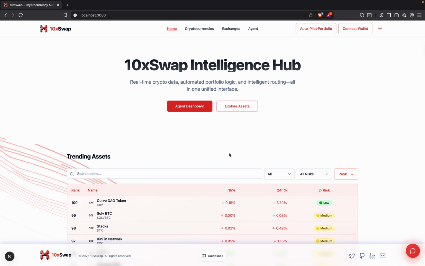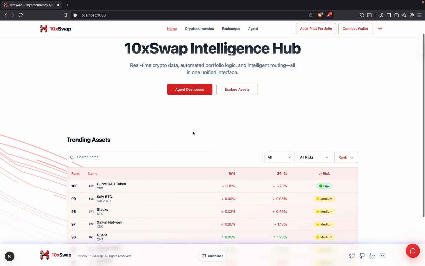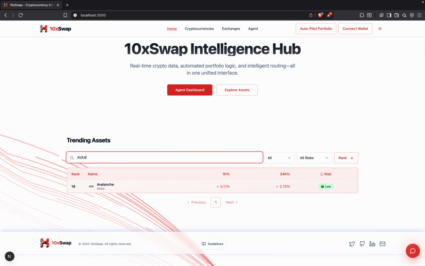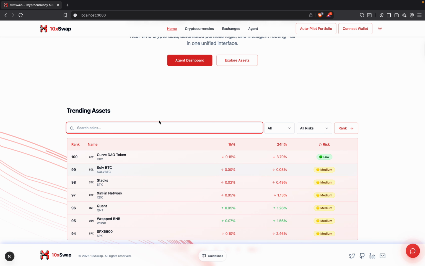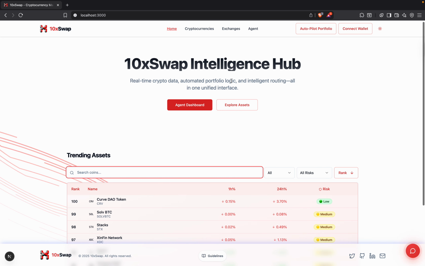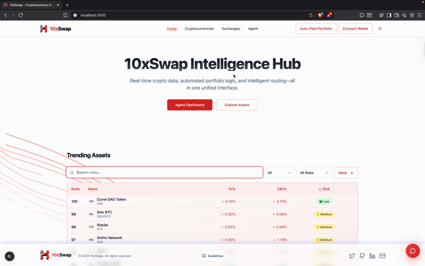Suppose you are a newbie to the world of trading. The biggest problem that you are going to face is surfing through different places to gather all the information about the market. So a simple 5 minutes job becomes a 9 to 5 job. For that, we are presenting to you 10xSwap. That is an intelligence hub that helps you go through all those hassles in a single integrated platform.